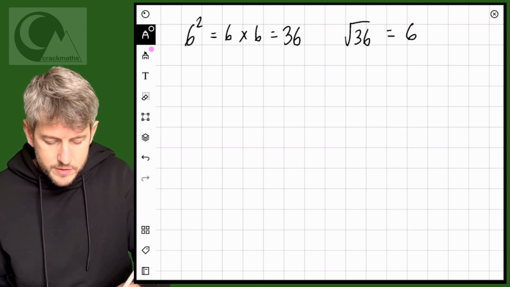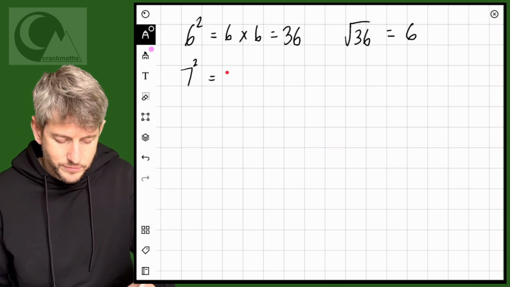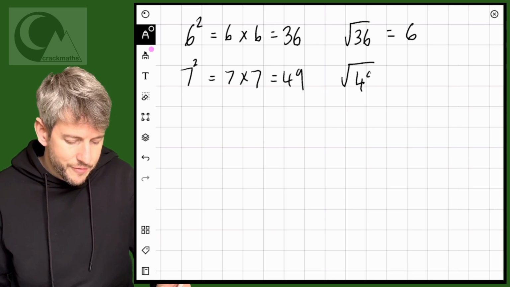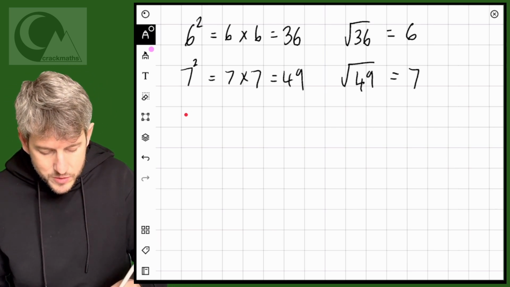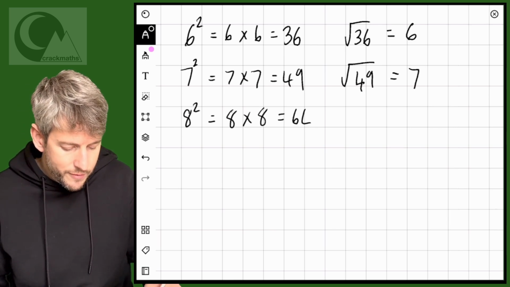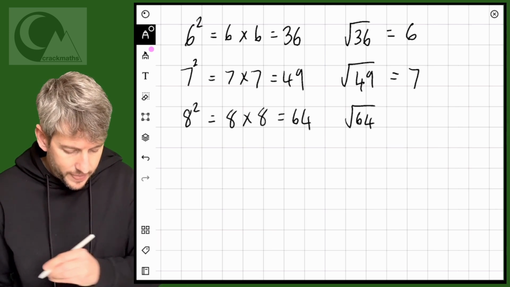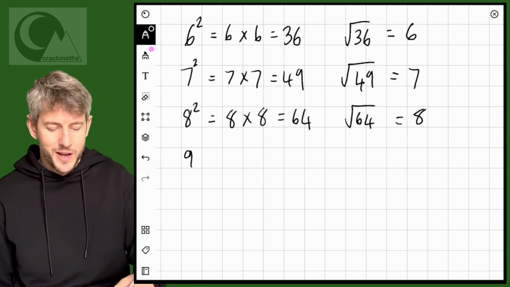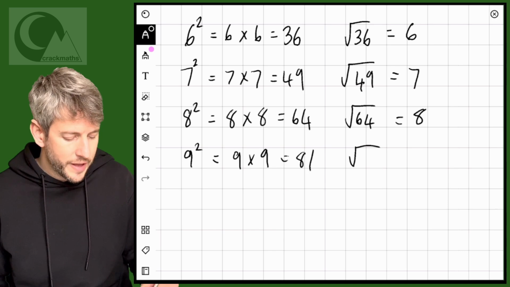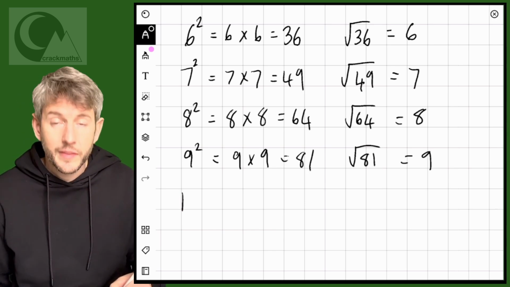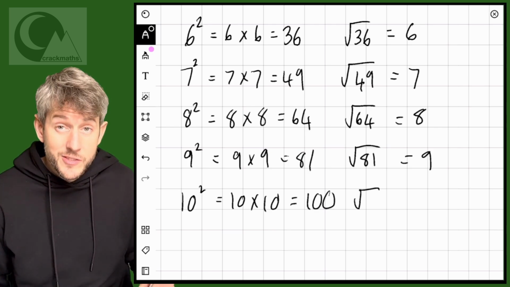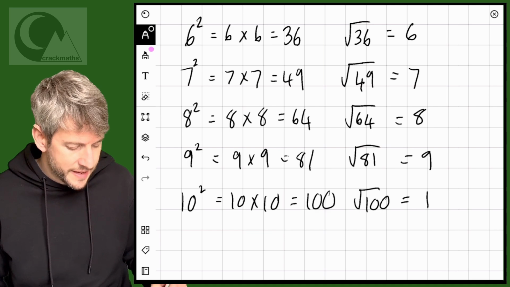7 squared is 7 times 7, which equals 49, so the square root of 49 equals 7. 8 squared equals 8 times 8, which is 64, so the square root of 64 equals 8. 9 squared equals 9 times 9, which equals 81, so the square root of 81 equals 9. 10 squared equals 10 times 10, which equals 100, and the square root of 100 is equal to 10.